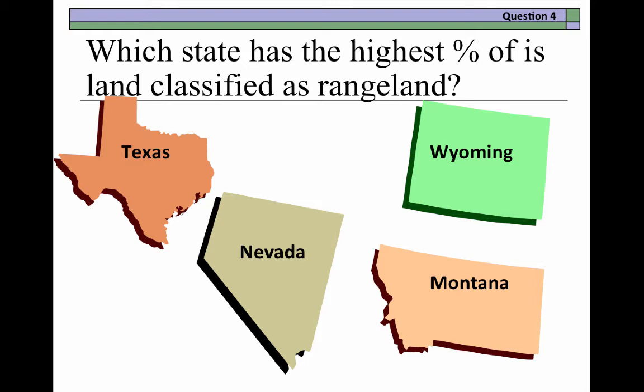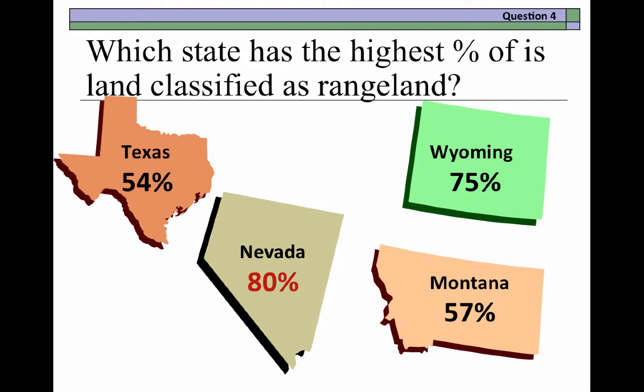So of these states, Nevada is going to be the one that has the highest percentage of land that is classified as rangeland. 80% of Nevada is actually classified as rangeland, and a lot of that rangeland is not only classified as rangeland, but a lot of it's going to be federal. So BLM, Department of Defense, National Park Service, a little bit of U.S. forested land.